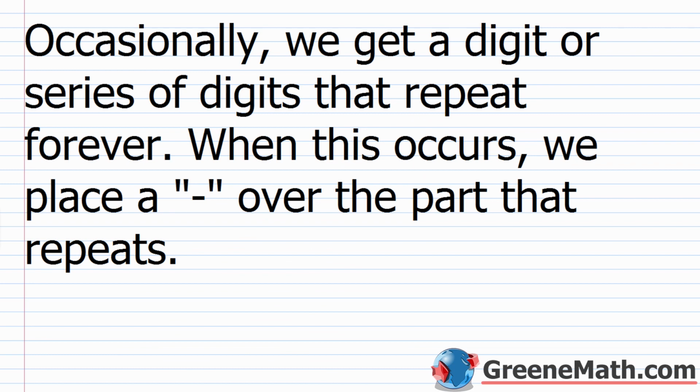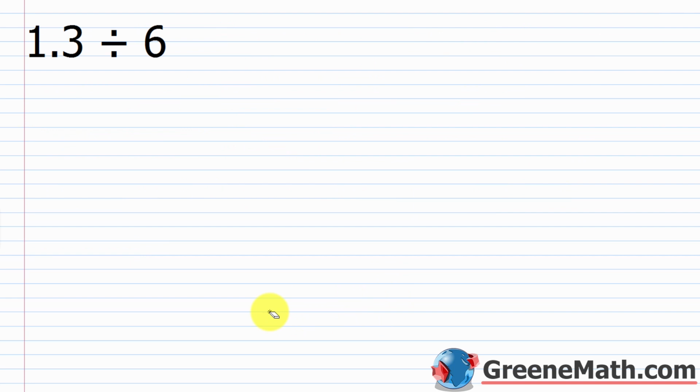So let's take a look at this other scenario that you're going to run into. Occasionally, we're going to get a digit or series of digits that repeat forever. So when this occurs, we place a bar over the part that repeats. So if I got an answer that was 4.333333, and that 3 just kept continuing forever, I just put a bar over the 3. Or if I had 3 digits like 367, 367, 367, I would just erase these and put a bar over the 3, 6, and 7, right? The part that repeats.